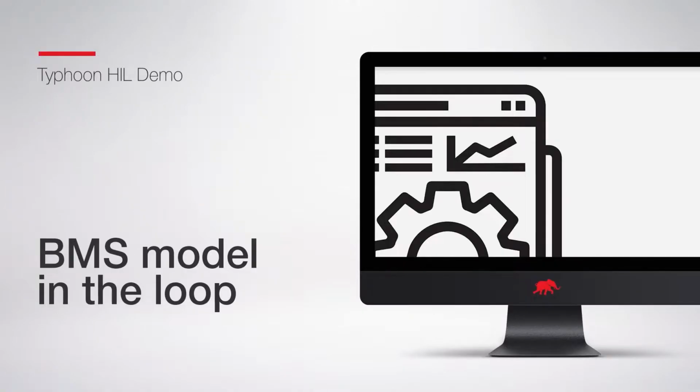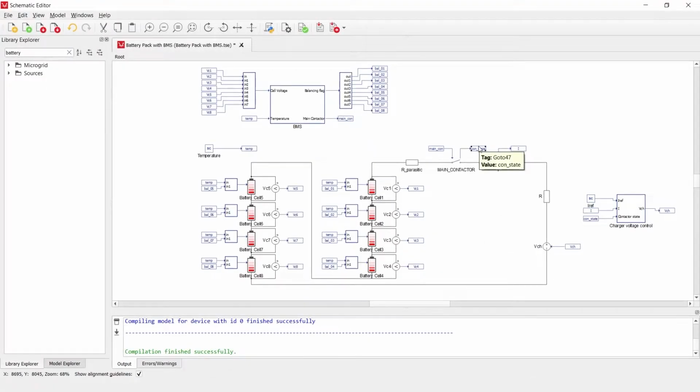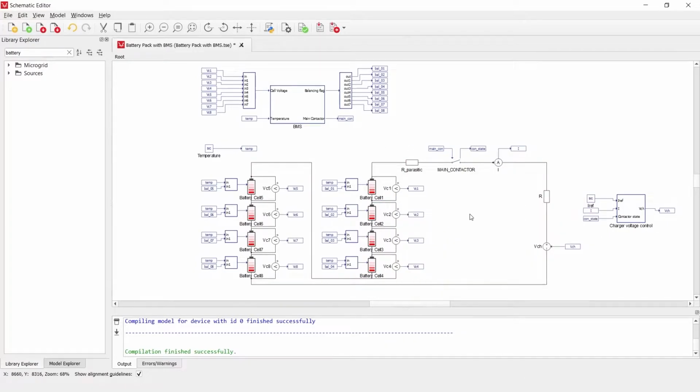Hello everyone, my name is Luka Novaković and I will be explaining and demonstrating the example model of the battery pack with battery management system. As previously I've explained how the battery cell component works, I will not go into much detail regarding that.